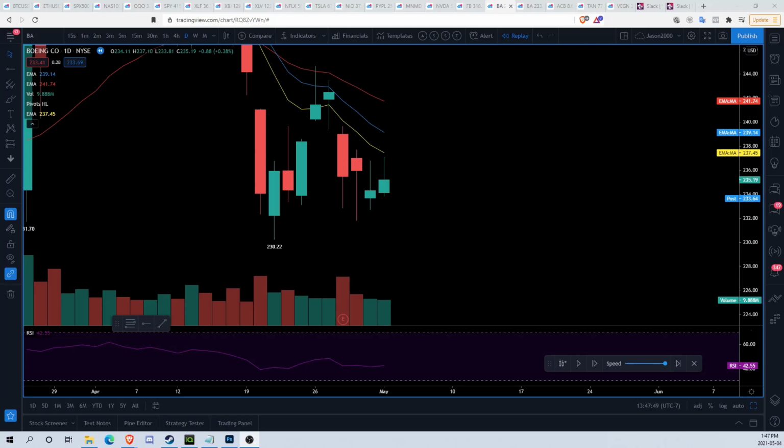We are taking a look at BA. It was a beautiful trade setup that was shared to me by a member of the community. I saw it, recognized its beauty and glory, and shared it with the rest of the community. And there were a lot of traders who were able to benefit from the setup.